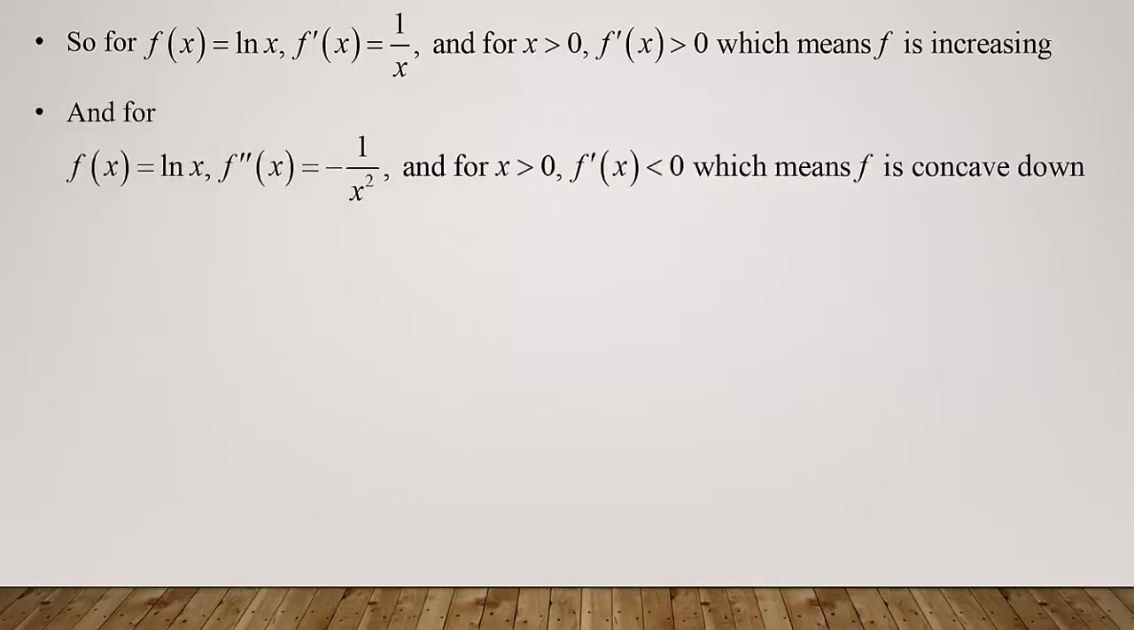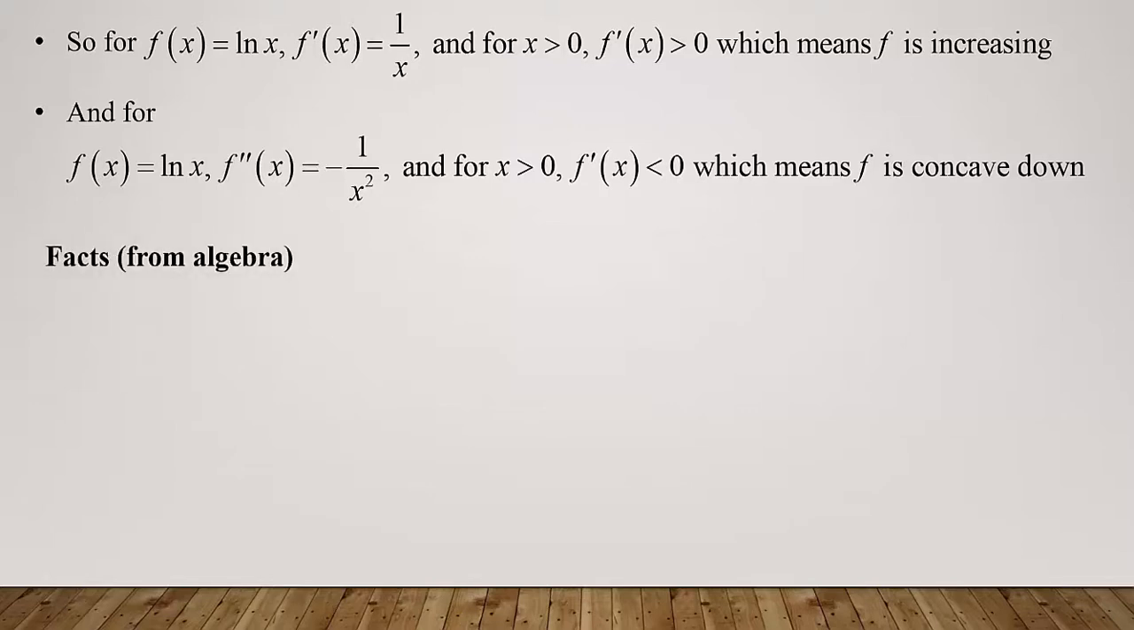And for the function ln x, since we now know the derivative is 1 over x, we know the second derivative is negative 1 over x squared. And again, for any value of x greater than 0, the second derivative will always be negative, which means the graph of ln x is concave down everywhere.